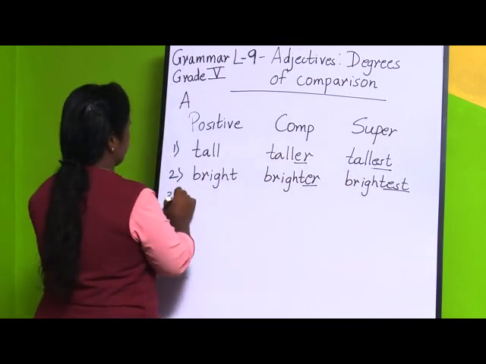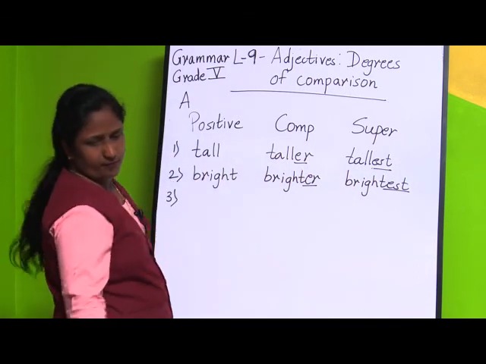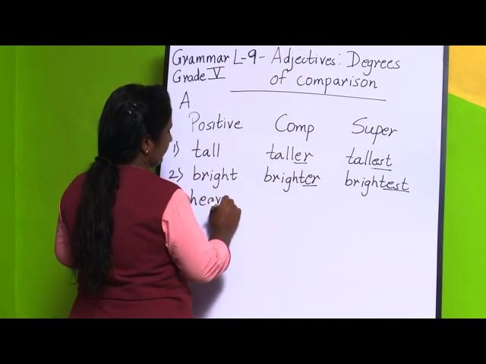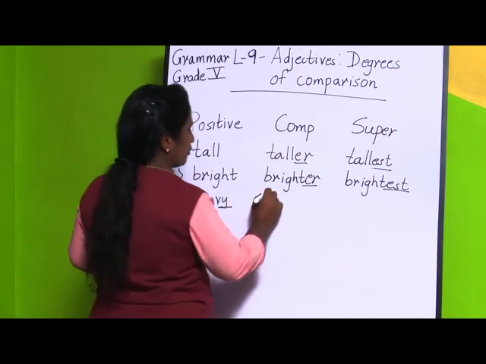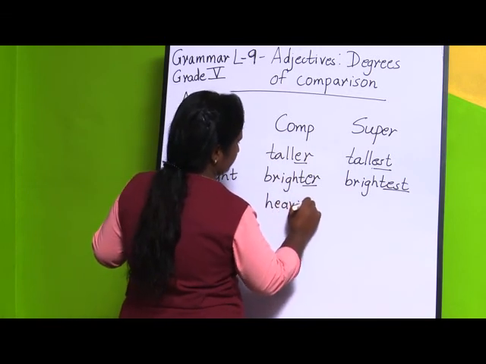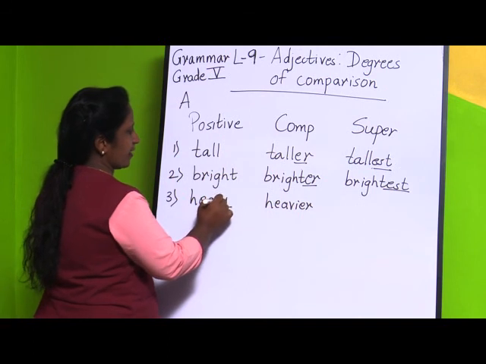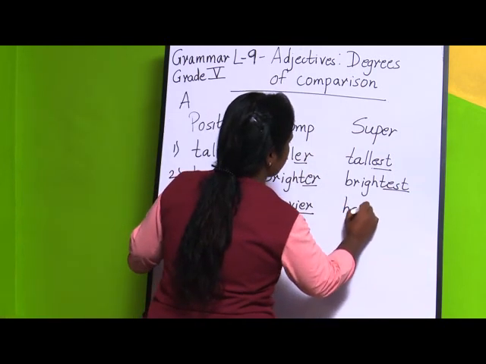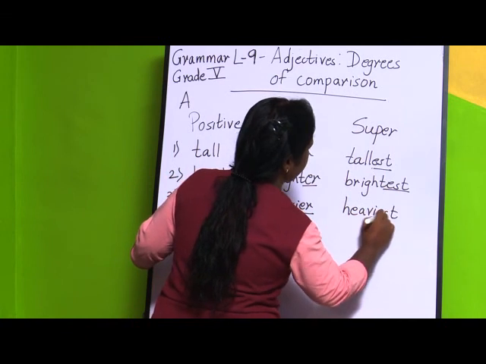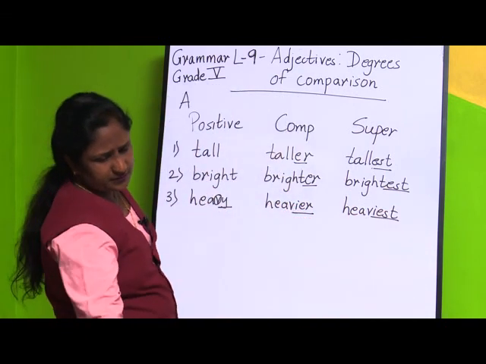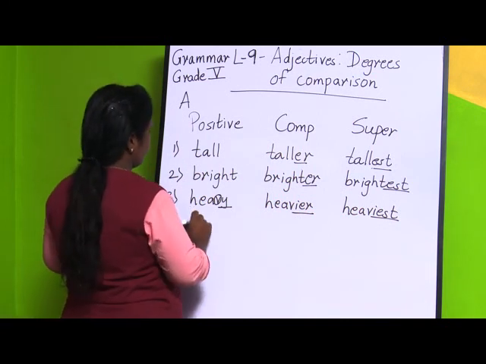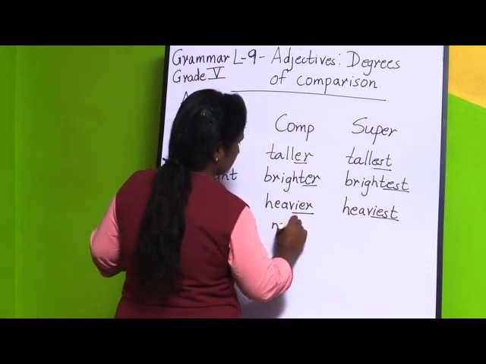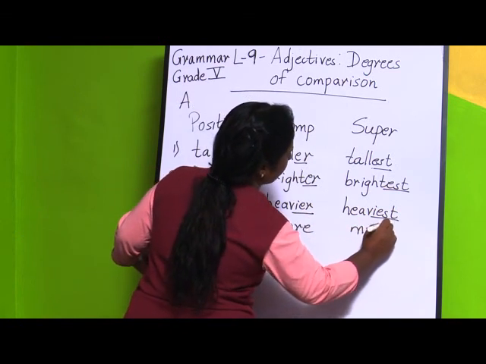But if you take the other example, heavy. Here it is ending with y. So what are you going to do? You are going to add IER because it is ending with consonant plus y. So we are going to write IER for comparative degree and IEST for superlative degree. Then if you take many, here we do not have any rule. So what will be for that? Many, more, most, because they do not have any rules.